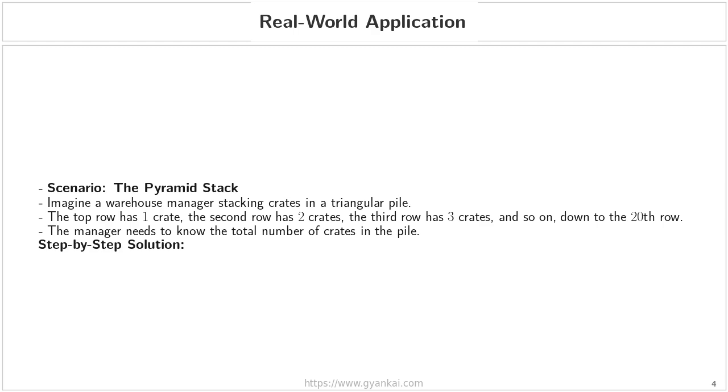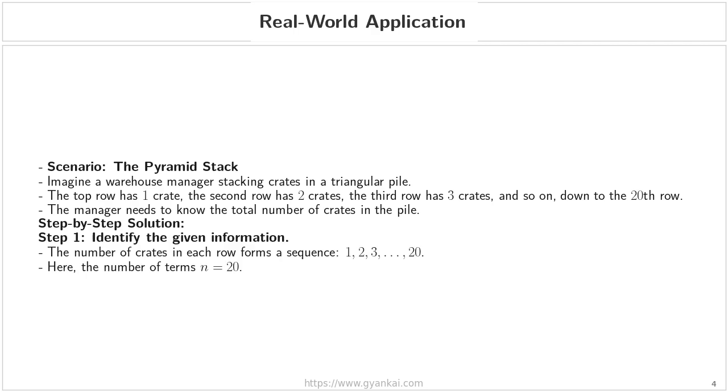Let's walk through the solution step by step. First, we need to identify the information given in the problem. If we look at the number of crates in each row, we see a sequence of 1, 2, 3, and so on, up to 20. This is exactly the type of sequence we just studied. Since we are counting from 1 up to 20, the total number of terms, which we call n, is 20.